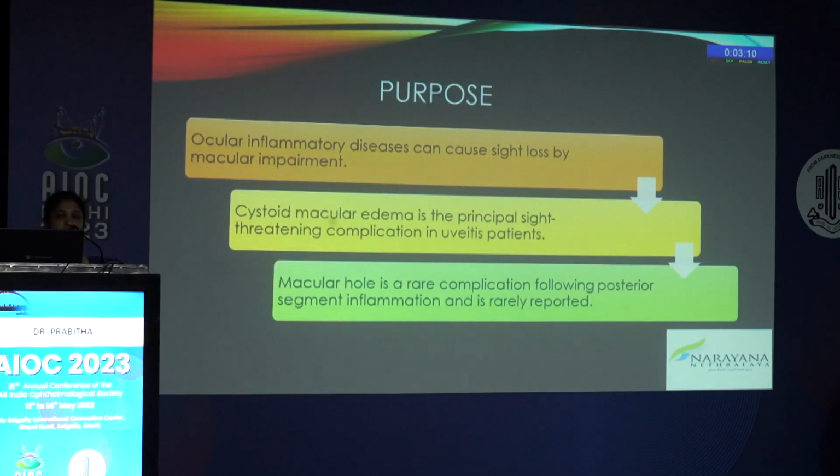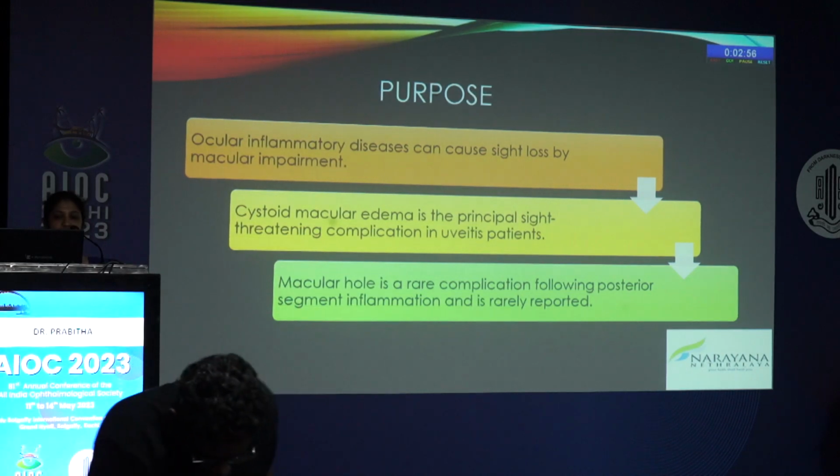So, ocular inflammatory diseases can cause sight loss by macular involvement. Cystoid macular edema is the principal sight-threatening complication in uveitis patients. And macular hole is a rare complication following posterior segment inflammation and is rarely reported.